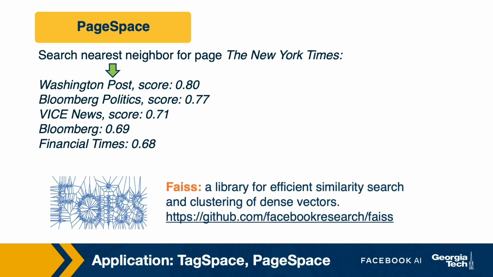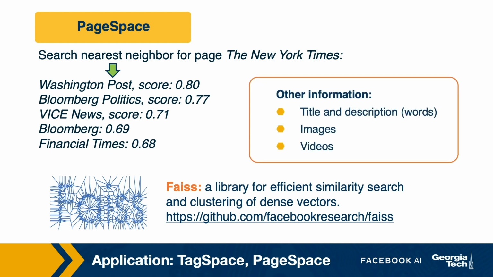From a practical point of view, how to search the nearest neighbors efficiently from millions, even billions of vectors is a very important issue. So for this, we use FAISS, which is a library developed by Facebook AI for efficient similarity search and clustering of dense vectors. This really makes retrieval by dense vector feasible in a production setting, and it powers our product on a daily basis.